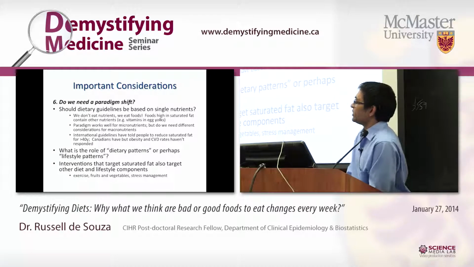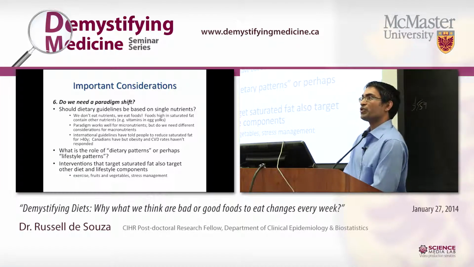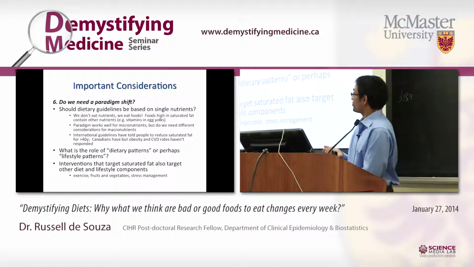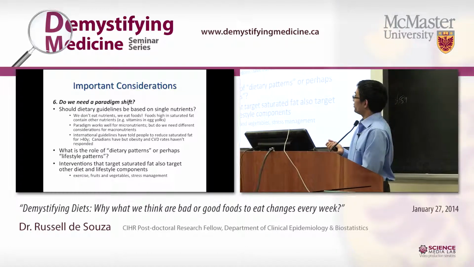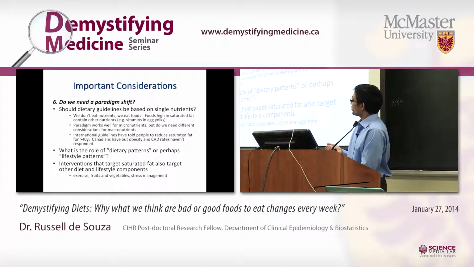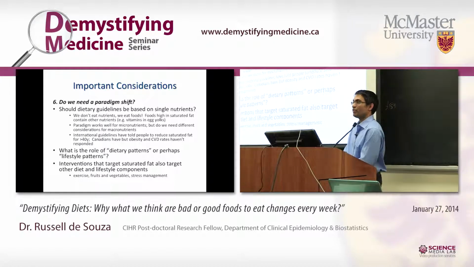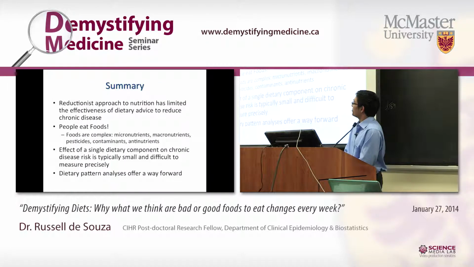So I conclude with, do we need a paradigm shift? For many years, we've been advising people to eat in accordance with certain macronutrient guidelines. But we don't eat nutrients, we eat foods. So I wonder if dietary patterns or lifestyle patterns might be a more effective way to get diet and lifestyle advice to a general population, and have interventions that are not only designed to target specific components of diet, but other components of lifestyle. So this might be an important way forward.